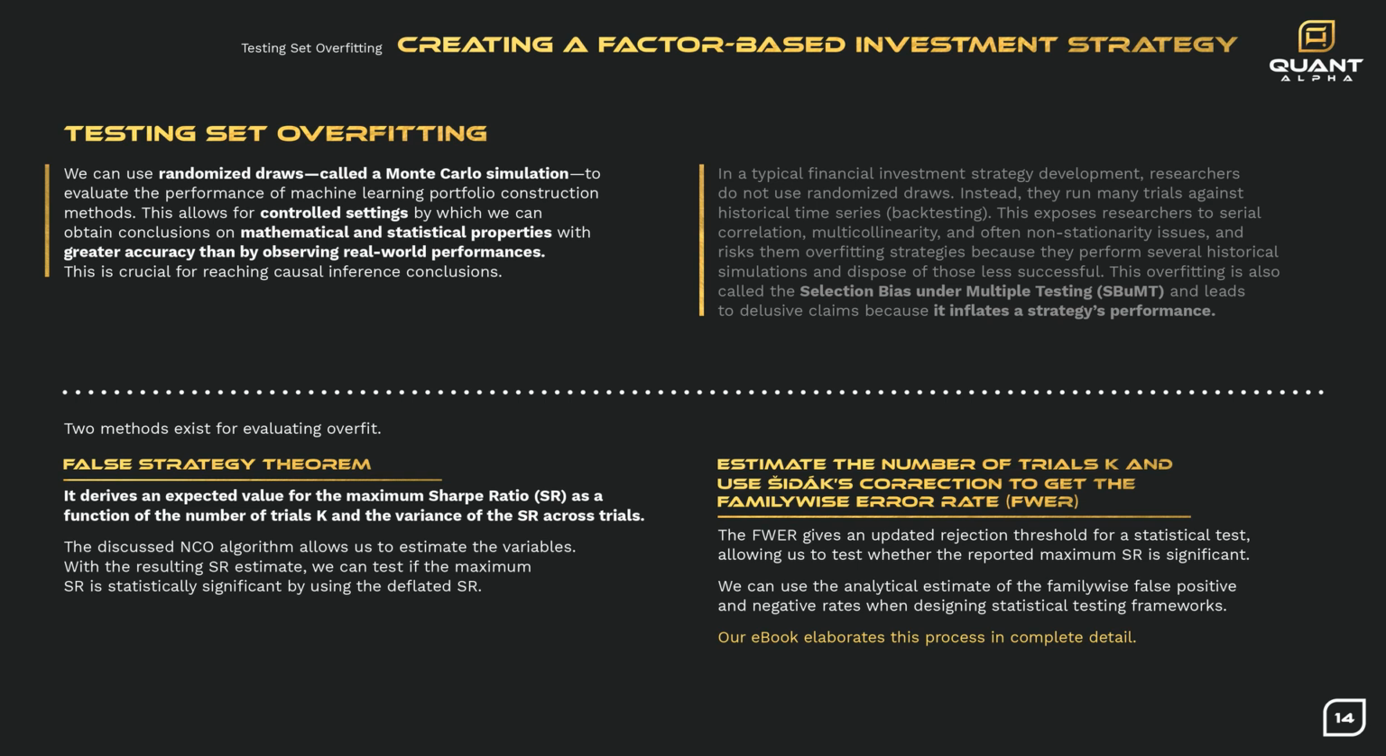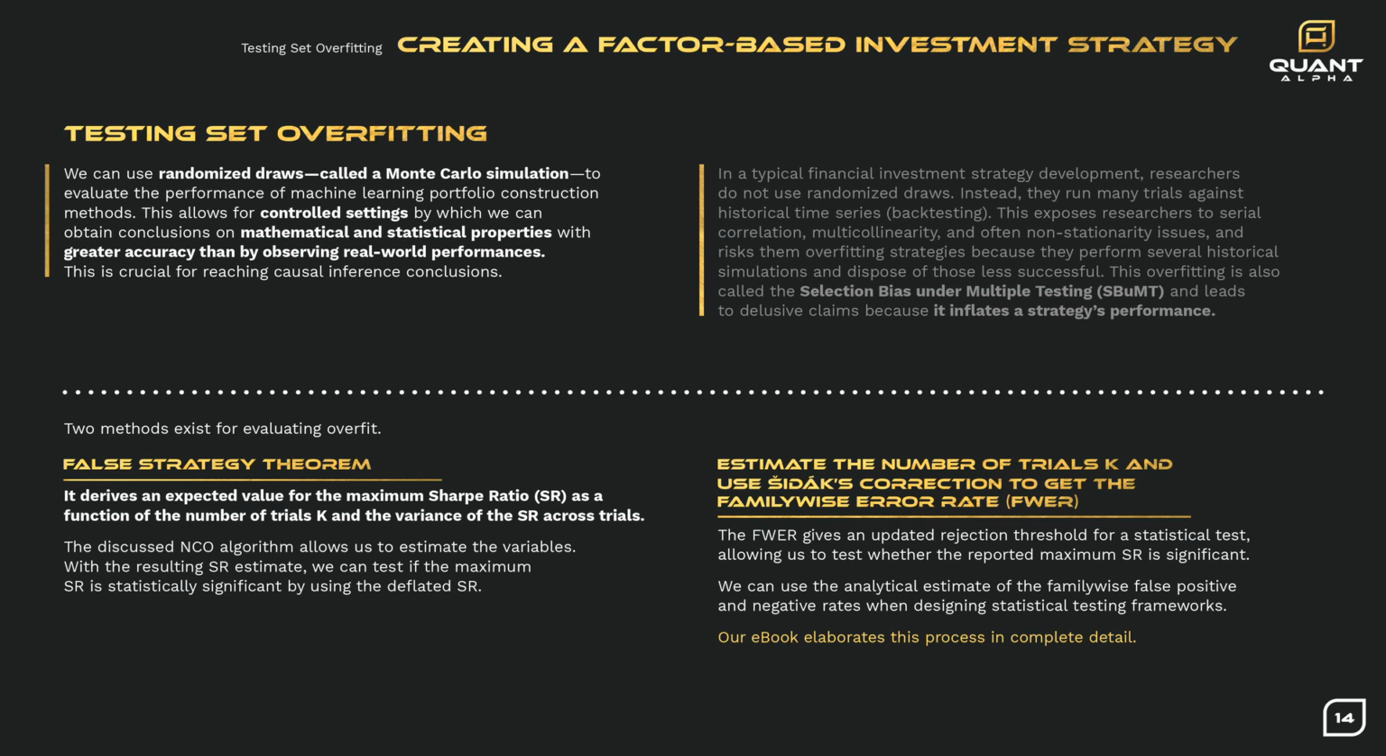First is the false strategy theorem, which derives an expected value for the maximum Sharpe ratio, SR, as a function of the number of trials, K, and the variance of the SR across trials. The discussed NCO algorithm allows us to estimate the variables. With the resulting SR estimate, we can test if the maximum SR is statistically significant by using the deflated SR.